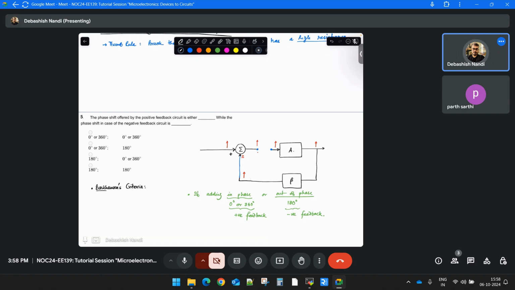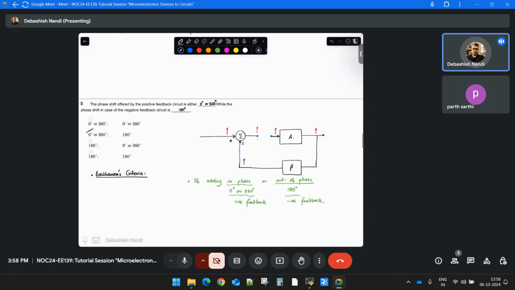Have you heard of this thing? Sir, heard but not remembered. Long time ago. So Barkhausen's criterion is what? That for sustained oscillation, your modulus of A beta should be 1 and the angle of A beta should be equal to 2 pi n, and n belongs to 0, 1, 2 and so on.